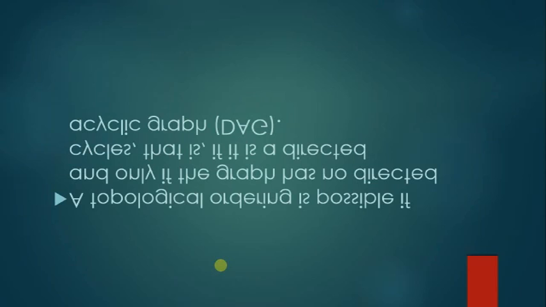So, for it to be possible, the graph should have no directed cycles. It is only possible if and only if the graph has no directed cycles, that is, if it is a directed acyclic graph.